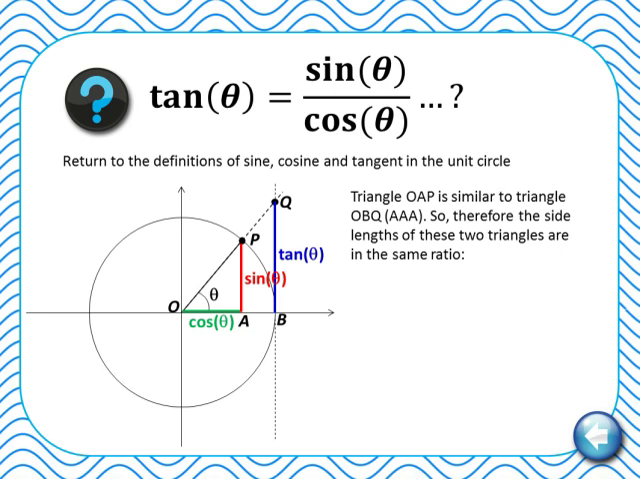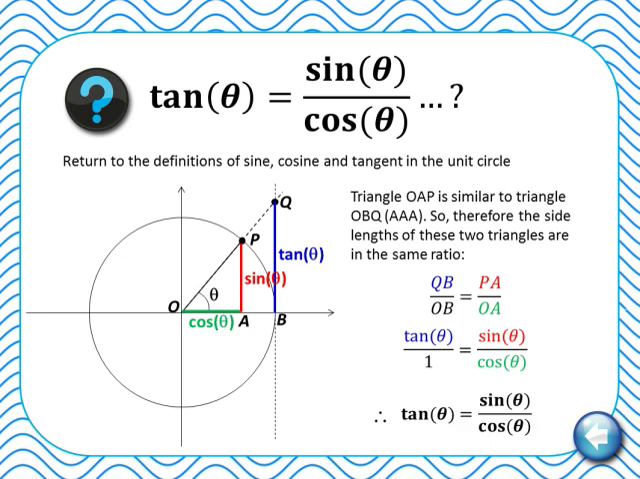So since they're similar, the side lengths of these two triangles are in the same ratio. That is that QB over OB is the same as PA over OA. And if we substitute our expressions for those lengths into this ratio statement, we see that tan theta over 1 is equal to sine theta over cos theta. Just note that that 1, the length OB, is obviously 1 because our circle is a unit circle. It has a radius of 1. And so we know then that tan theta is equal to sine theta over cos theta.